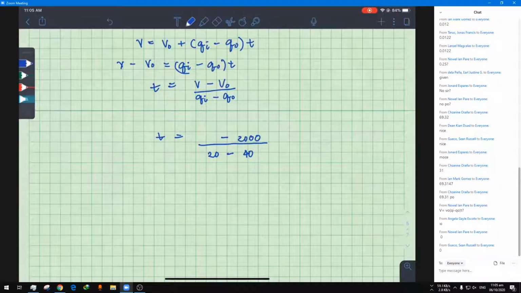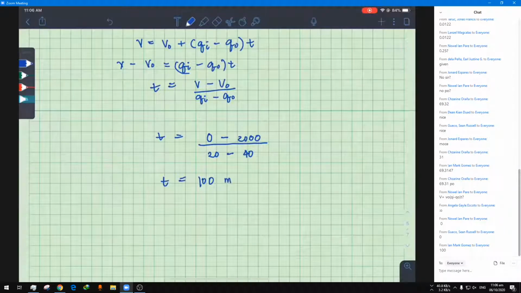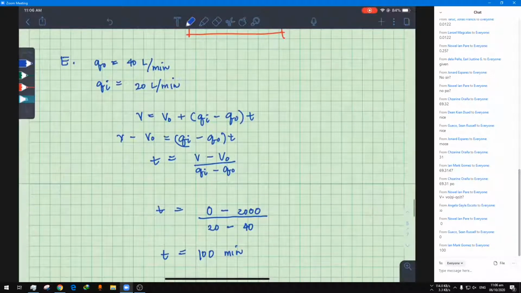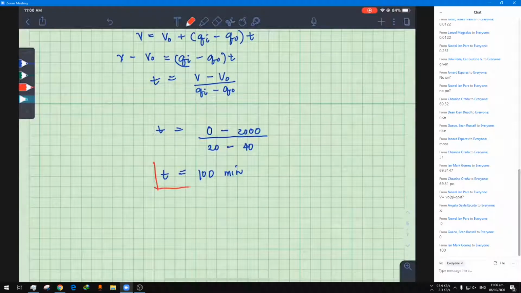So V is 0. So bakit siya 0? Kasi that is the time that it will be emptied. So wala nang laman. So ang volume mo, 0, na wipe out. So t then would be negative 2,000 over negative 20. So that is 100. Or in short, that would be after 100 minutes, at that flow rate of 20 liters per minute and then 40 liters per minute for our output flow rate. So we will arrive at this time of 100 minutes. So that ends our first problem.